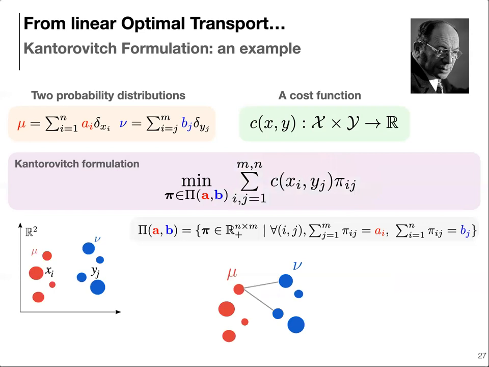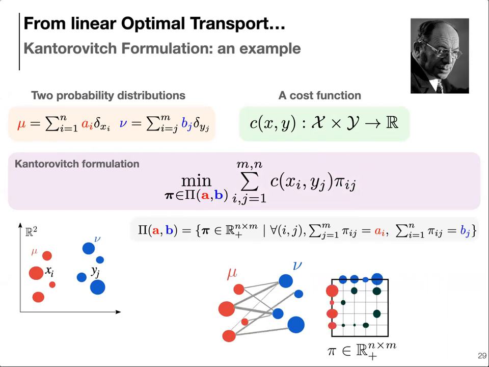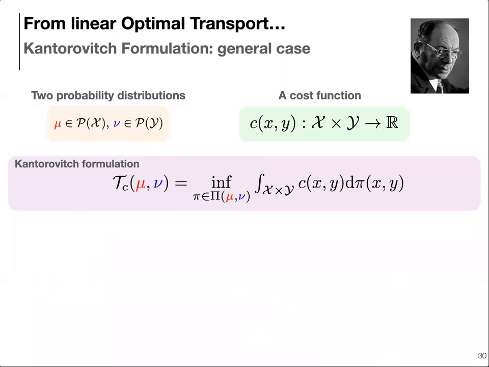P can be understood as a kind of bipartite graph between mu and nu. For all the locations in mu, for all the bakeries, we can associate through this matrix P a set of cafes that will receive a given amount of bread produced by the bakery. This discrete formulation has a continuous counterpart, where we just replace the double sum by a double integral, and P is then a continuous joint probability distribution. These are exactly the same formulation, and this is the original Kantorovich formulation of the optimal transport problem.